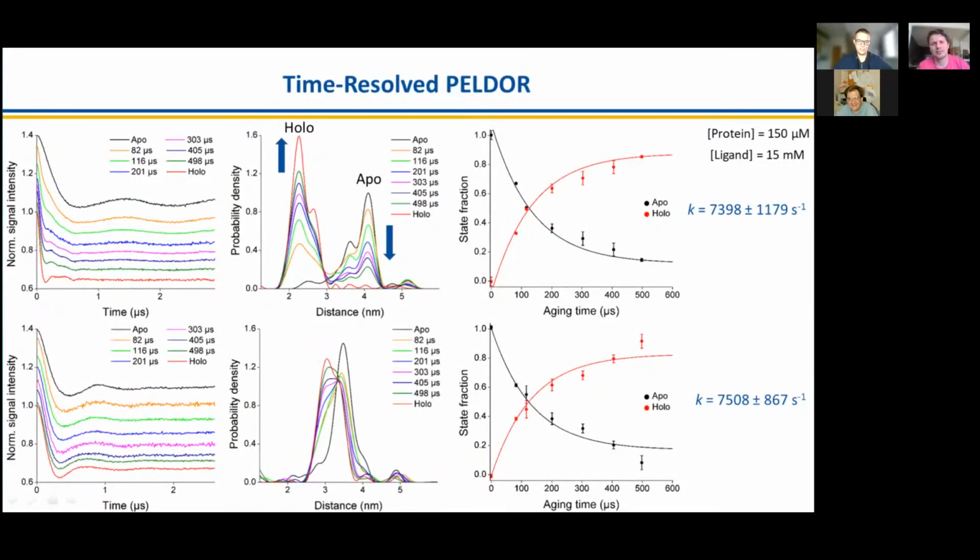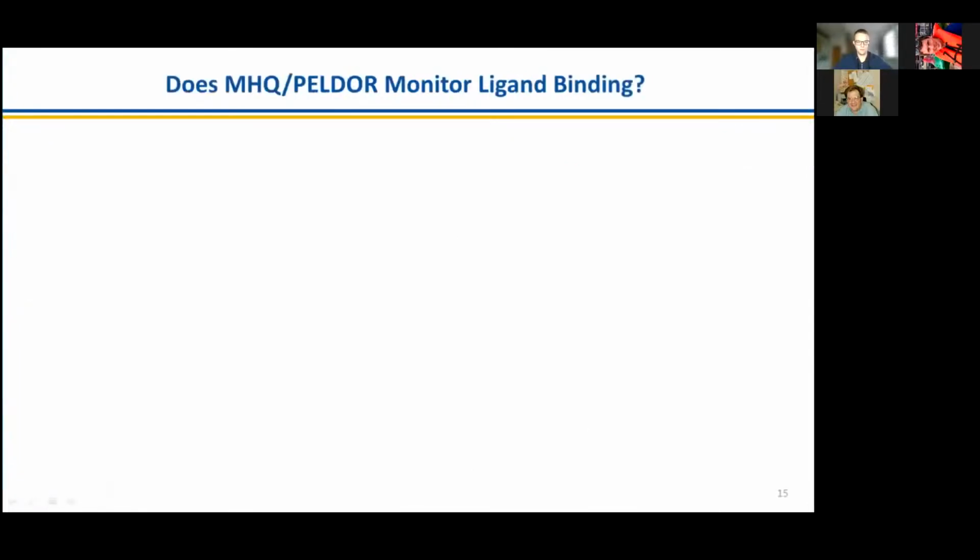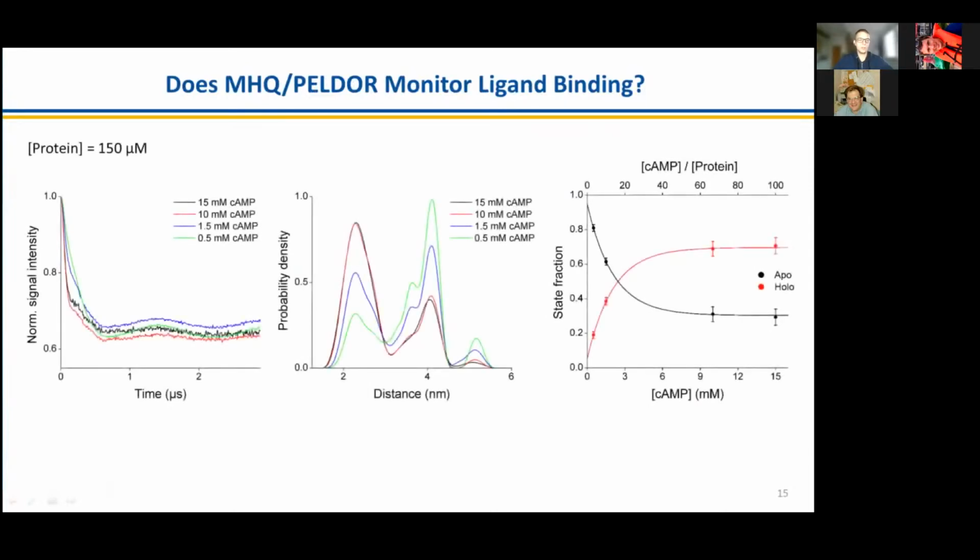So having seen that we have a gradual shift in the populations from apo to holo, we wondered, okay, what is it actually that we monitor here? So it's obviously not the switching of the alpha helix. And then we thought, okay, maybe it is just ligand binding? And in order to test for that, we performed saturation experiments. So in order to find out whether MHQ PELDOR monitors ligand binding, we produced MHQ PELDOR samples at a fixed protein concentration of 150 micromolar and at a fixed aging time, then varying the concentration of the ligand, so varying the CMP concentrations.